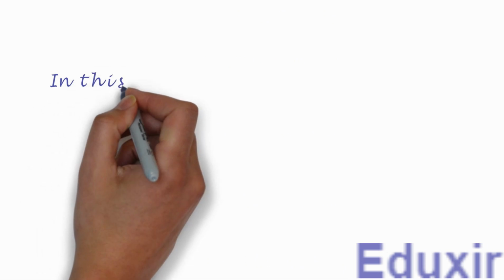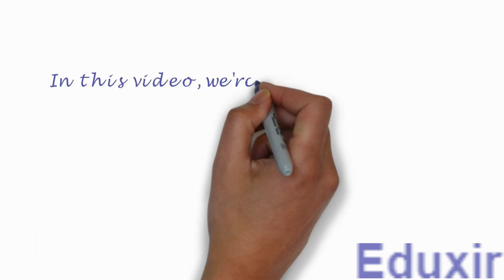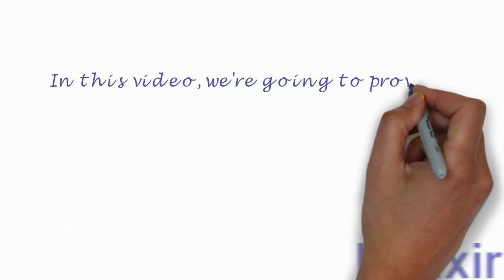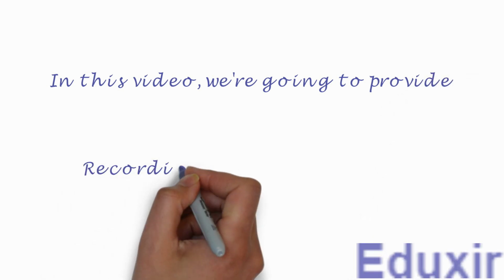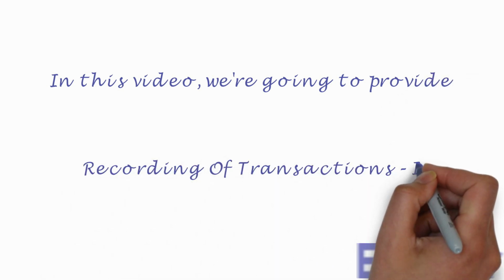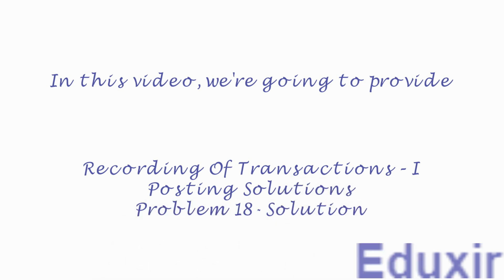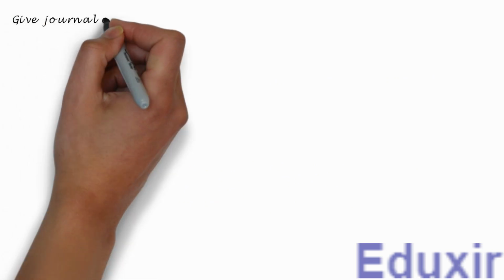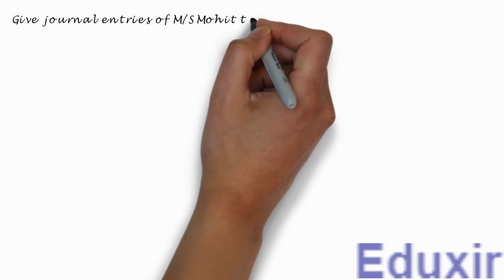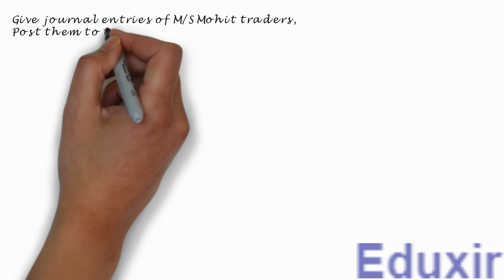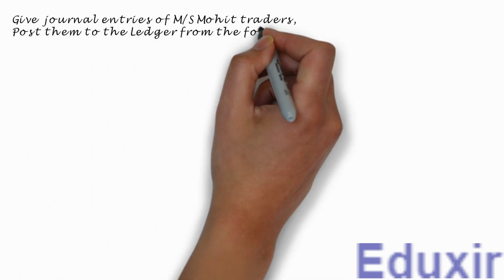In this video, we are going to provide recording of transactions 1, posting solutions, problem 18 solution. The following is the problem statement. Give journal entries of Messrs. Mohit Traders. Post them to the ledger from the following transactions.